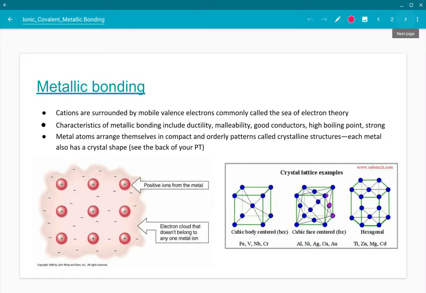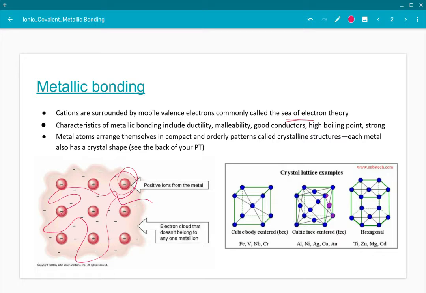So metallic bonding is bonding among metals. What happens is we have cations. Remember, metals form cations, or positive ions, and they're surrounded by our mobile valence electrons. We call this the sea of electrons theory. So notice we have these positive ions over here, and we have these electrons all around. That's why it's called the sea of electrons theory.